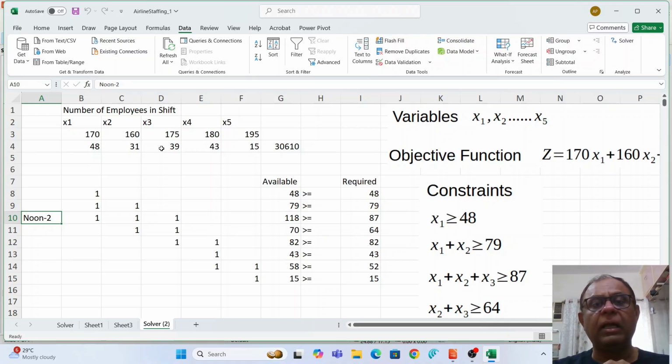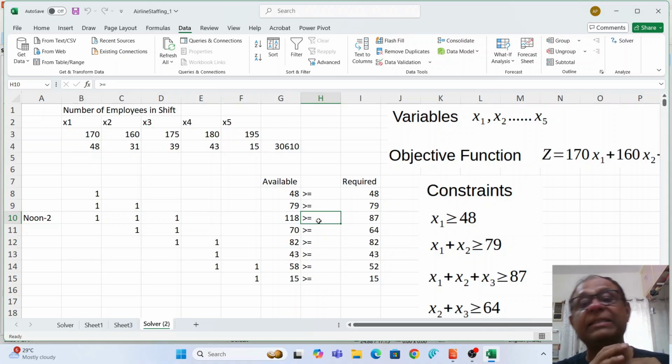Okay, let's do something. In this same problem, what if we put a condition that for noon to 2 p.m., let us ensure that the total number of agents doesn't exceed 87. Can this be solved in the Solver? Well, the answer is yes. But what would be the answer? Why don't you solve it? Put your answers in the comment section and let's see. It gets much more interesting.